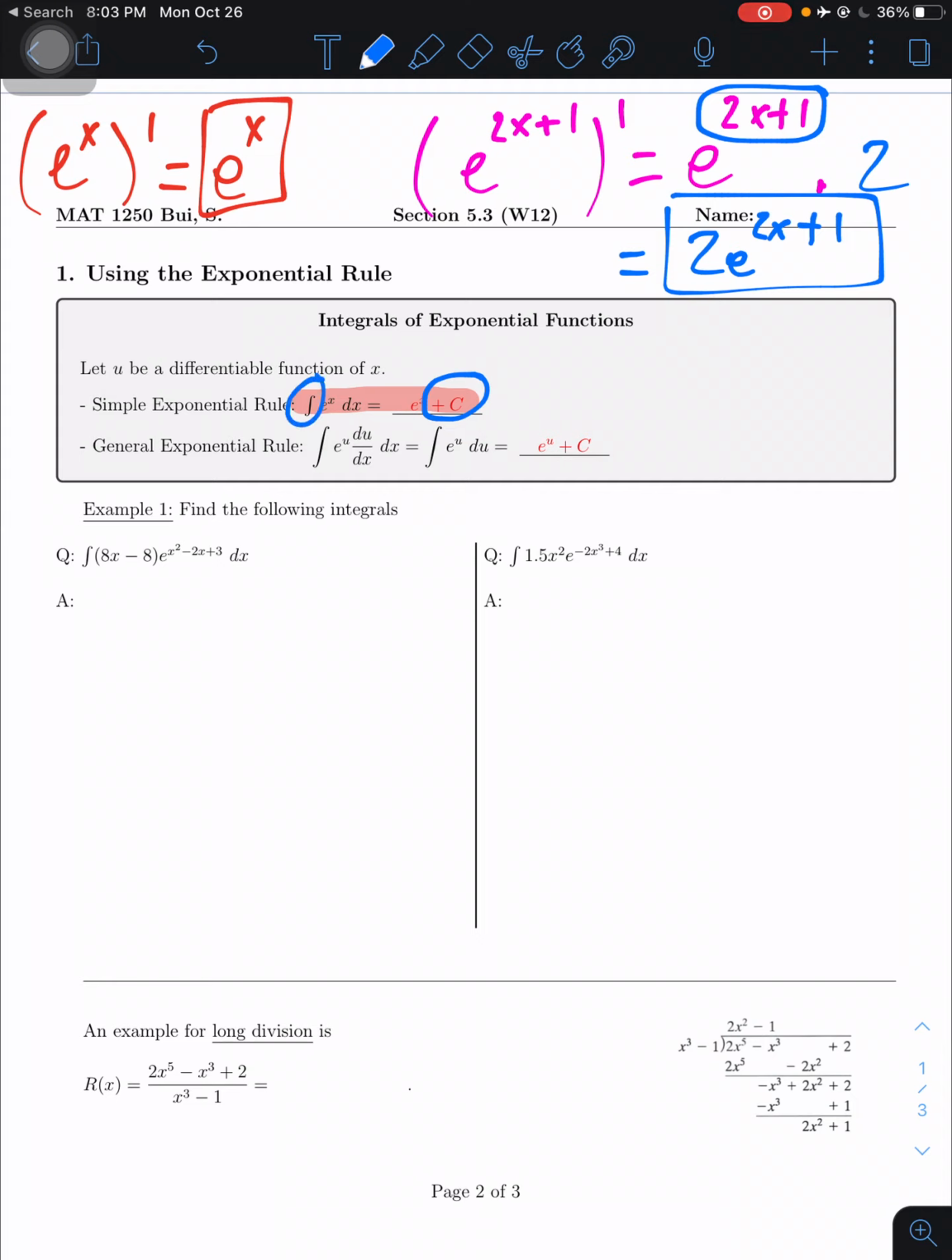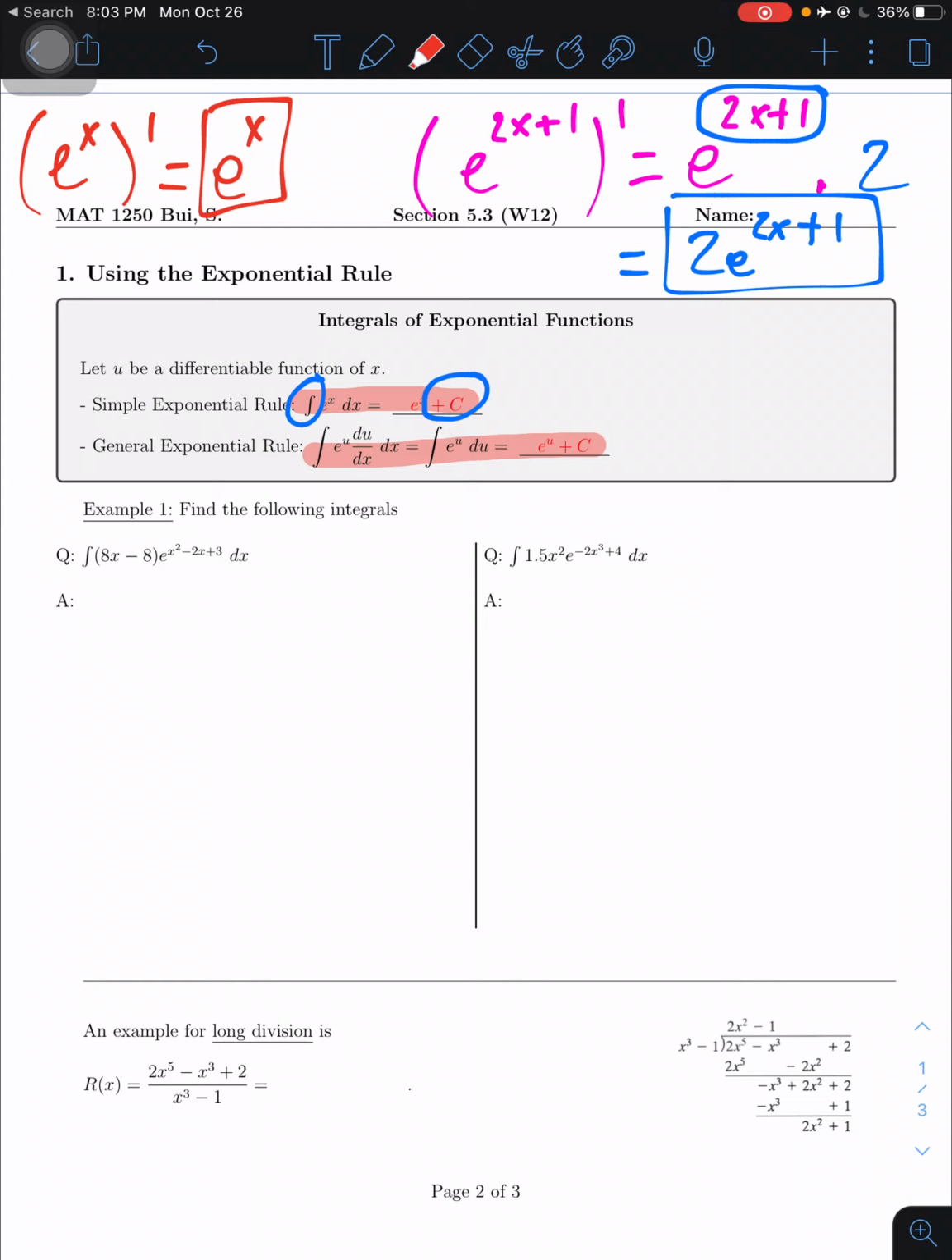And in the more complicated version, when you have some other function rather than x in the exponent, what are you going to do? Well, you're going to use substitution, and I'm going to show you how to do it in a minute. This one in here is a more complicated version of the exponential rule in terms of integrals. Let's talk about how to use it by going through the first example.